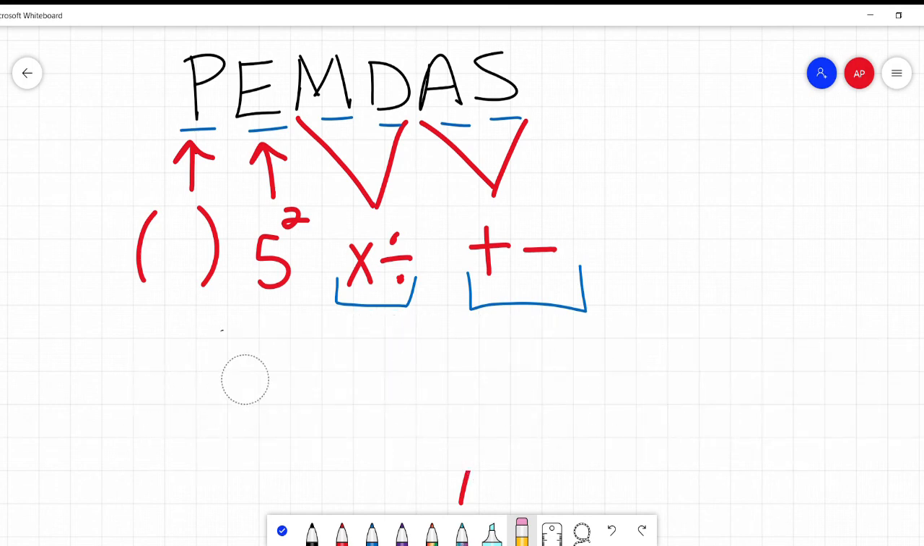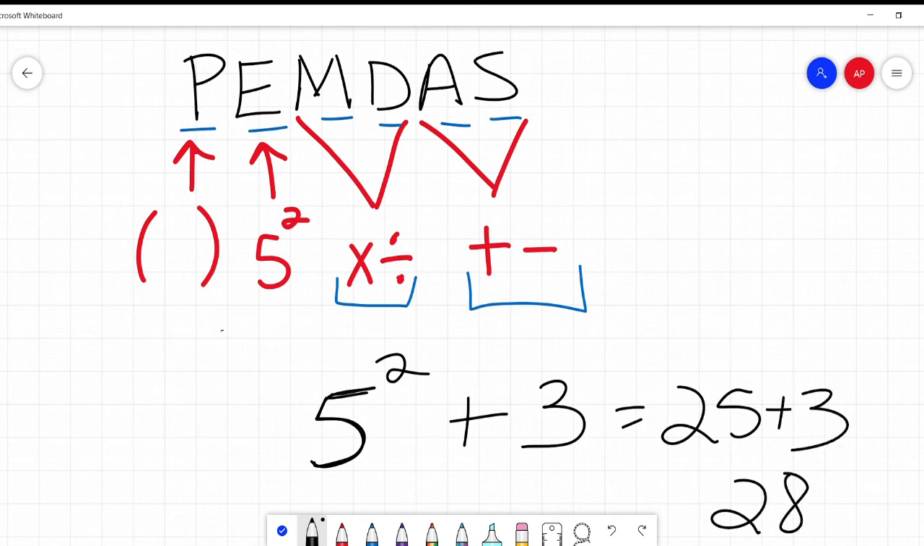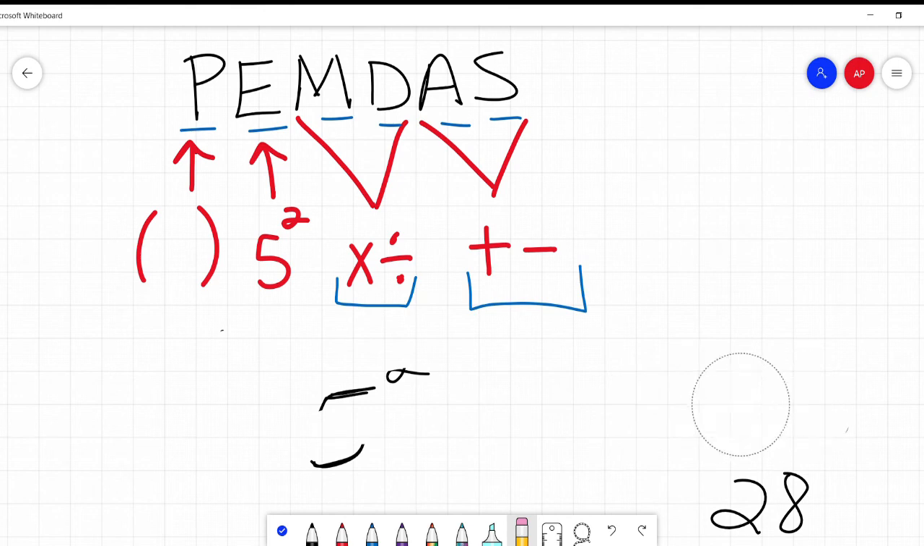And my stylus is just really running rough this morning. There it goes. Okay, exponents. If I have 5 squared plus 3, I don't try to add 5 plus 3. That really wouldn't work. You have to do this 5 squared first. 5 squared is 25, plus 3 is 28. Okay? So let's put all of these together and see what happens.